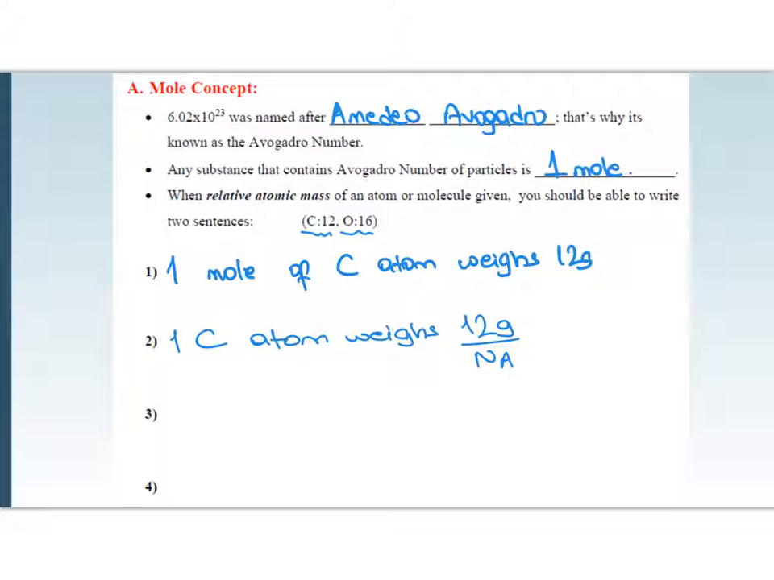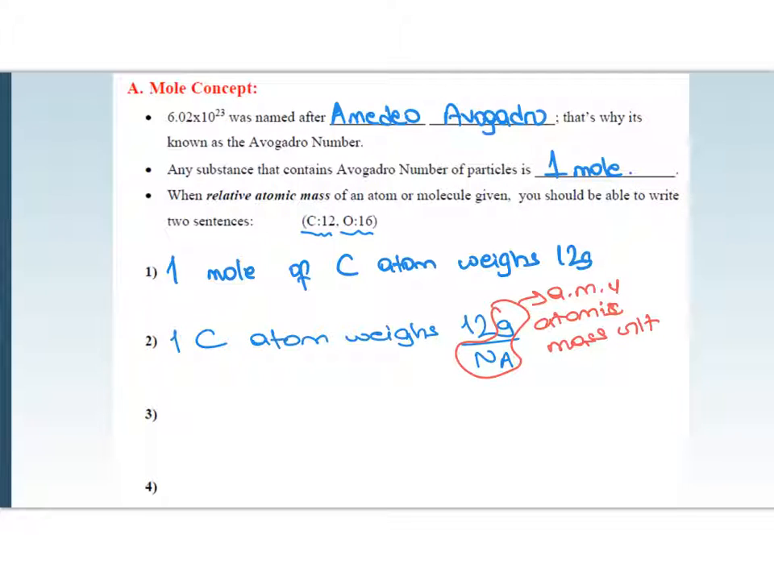Now, this gram per Avogadro has a shortcut name, which is AMU. Remember, it is atomic mass unit. So when you're given carbon is 12, then you should be able to tell that 1 mole of carbon atom weighs 12 grams, or 1 carbon atom weighs 12 grams per Avogadro, or 12 AMU. So AMU is a really small amount.